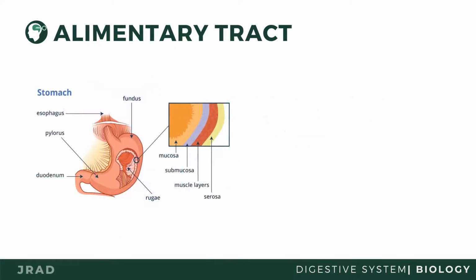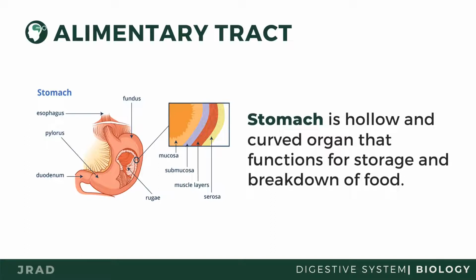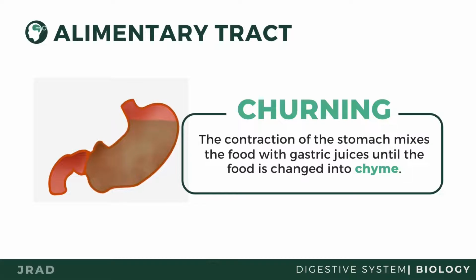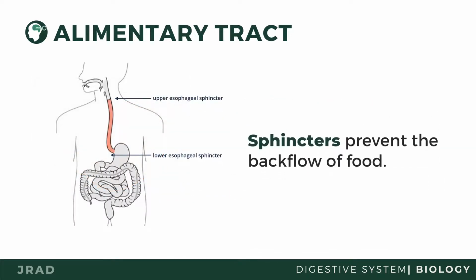The stomach is a hollow and curved organ that functions for the storage and breakdown of food. The stomach has two sphincter muscles that prevent the backflow of food. The contraction or churning of the stomach mixes the food with gastric juices until the food is changed into chyme. Chyme is a semi-fluid, partly digested food. As the food churns in the stomach, the sphincter muscles in the stomach are closed to prevent the backflow of food.